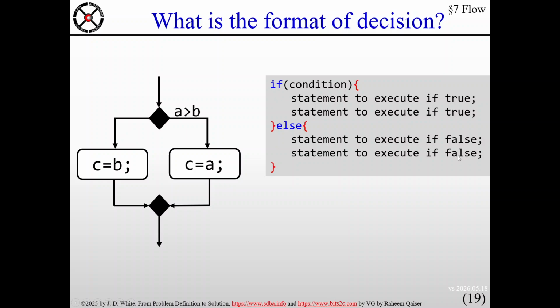So what do I want to do if it's true? What do I want to do if it's not true? The important point here is that the condition must be a true-false question. Okay? Any condition in programming, you must be able to answer true or false. You can't answer maybe. It's got to be true or false in standard programming.